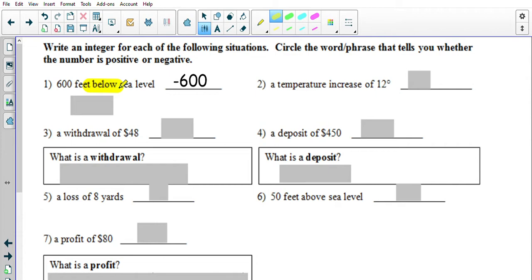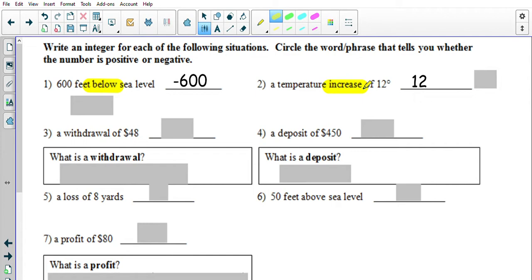Number two, a temperature increase of 12 degrees. That's going to represent a positive value. Again, we don't need a label on this. I've had students ask, do we need to put a plus sign in front since it's a positive value? You do not need a positive sign in front of it. If it's negative, you need that negative, but positive, you do not. Obviously, this is positive because of the word increase, which represents a positive value.